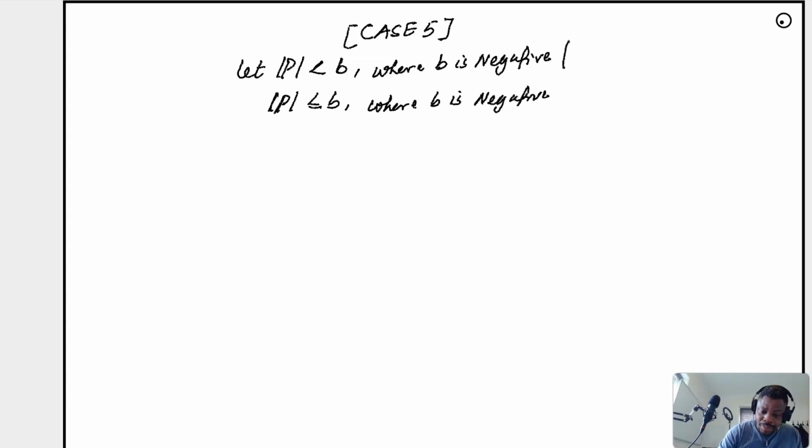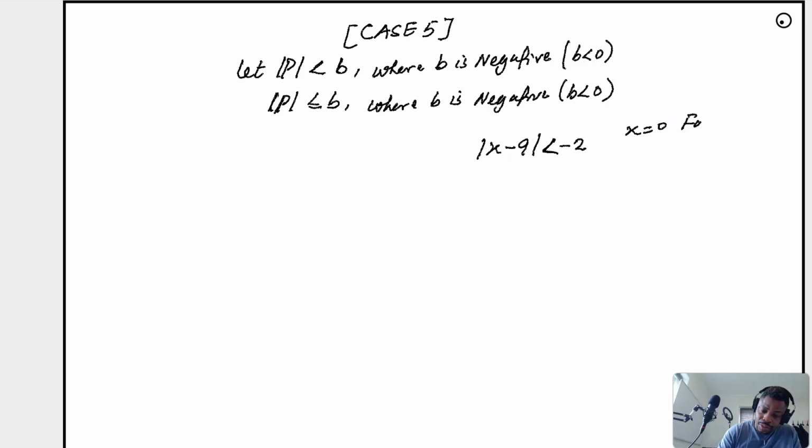So in this case, I'm saying b is less than 0. When you have a case like this, let me give you an example. Let's say the modulus of x minus 9 is less than minus 2, because b here is negative. So when x is 0, put 0 here. That is the modulus of minus 9, which is 9, and 9 is not less than minus 2.